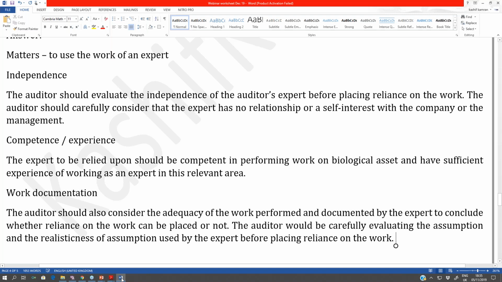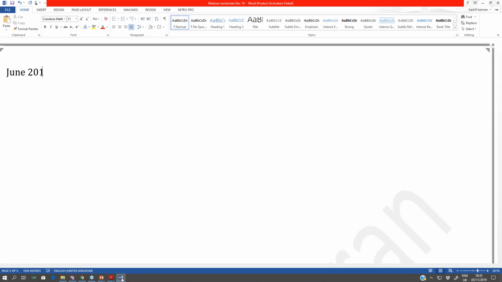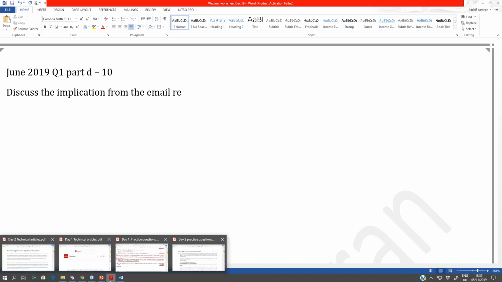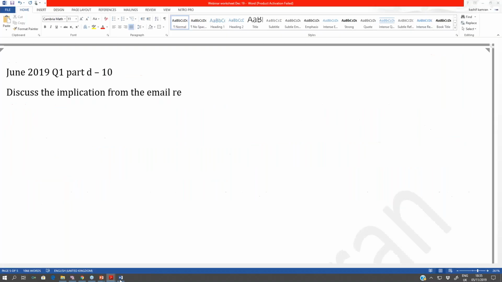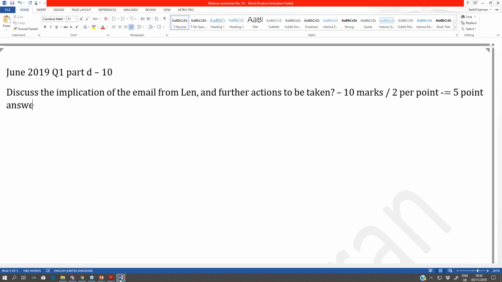10 marks. Okay, let's take that to the next page. Start to draft the answer. June 19, still question number 1, part D. This is now worth 10 marks, and we need to discuss the implication of the email from Len and further actions to be taken. And we have 10 marks for this requirement. Divided by 2 per point, we need to write a 5-point answer. So a 5-point answer giving us 10 marks here.